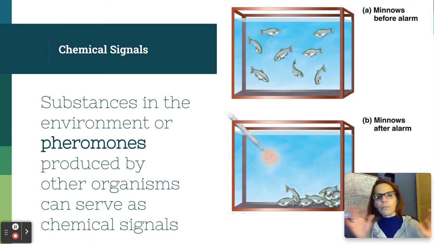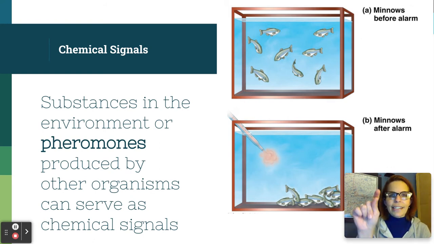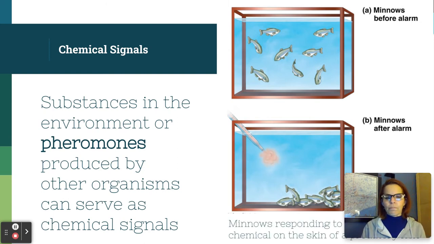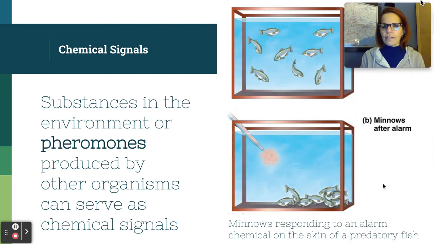You've got these happy little minnows, and then the scientist drops in an alarm signal, a chemical signal, and all the minnows swim away as fast as they can to the bottom corner of the tank. So that's an example of a chemical signal. It says down at the bottom, minnows responding to an alarm chemical on the skin of a predatory fish. It's obviously been injected by a scientist in this case.